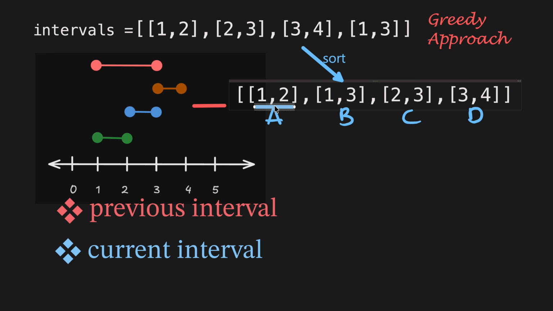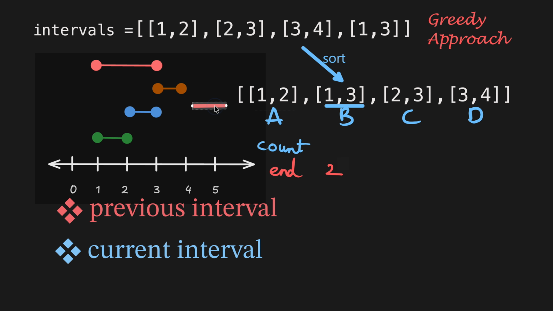We'll initialize the counter to 0 to track the number of removals, and the first interval we see is A from 1 to 2. Since there is no previous interval to compare it with yet, we keep it and we note its end time. Here end is equal to 2, and conceptually this is the previous interval that we will compare against the future interval's start time to avoid overlaps.